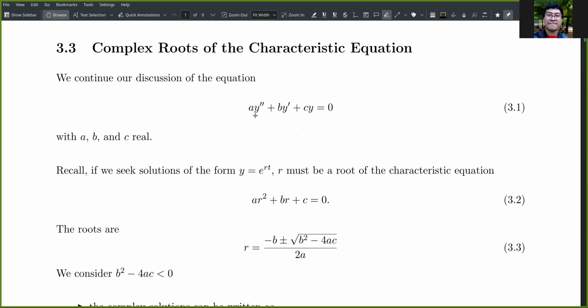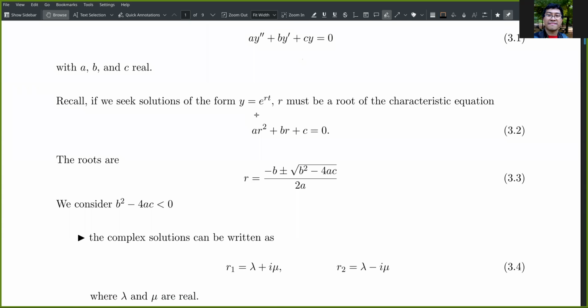This is a second order differential equation of homogeneous type, so there's a zero here. A, B, C are the real coefficients. If we seek solutions of the form y equals e^(rt), r must be a root of the characteristic equation ar squared plus br plus c equals zero. We have shown this previously.